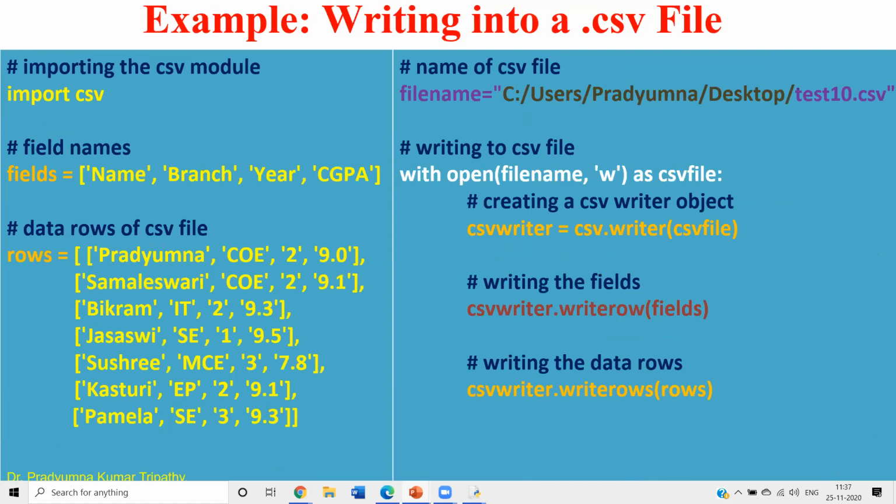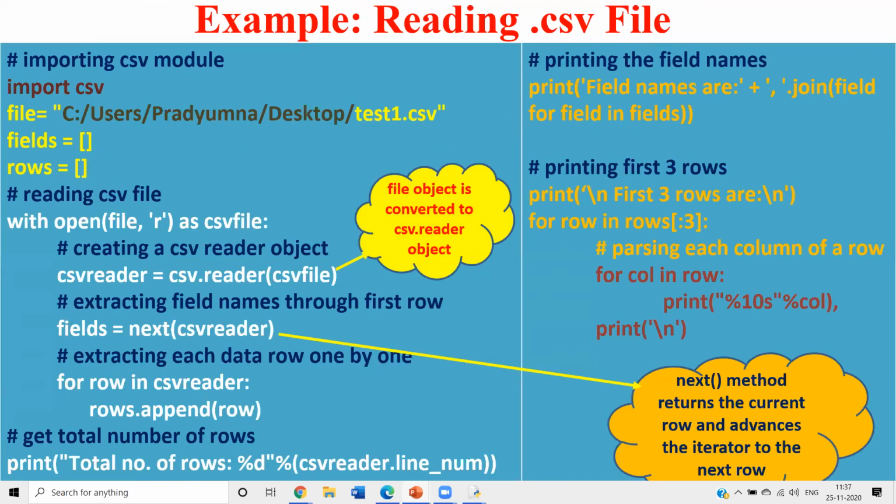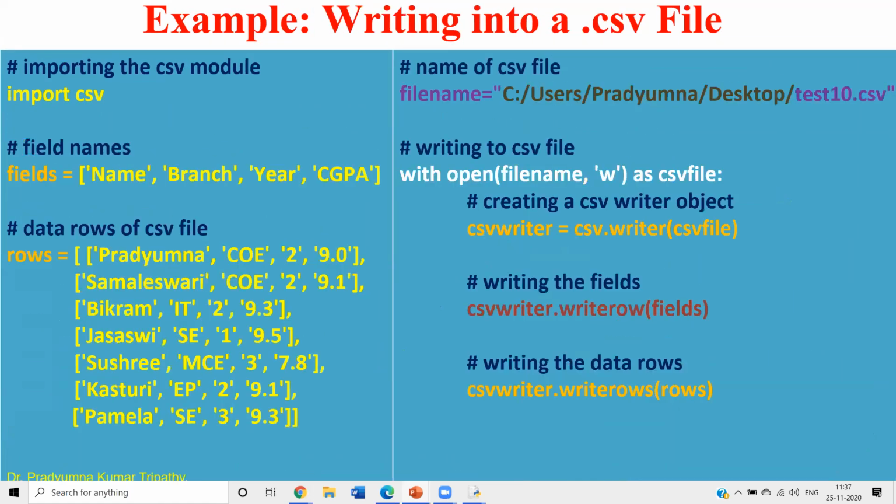This is for reading from the file. These three examples are for reading, and now we go for writing into the CSV file. Just look over here. While writing into the CSV file, I say import csv. I want to write name, branch, year, CGPA. These are my first line, correct? That I want to write, and these are the rows that I want to write. So I have separated one as fields and the second as rows.